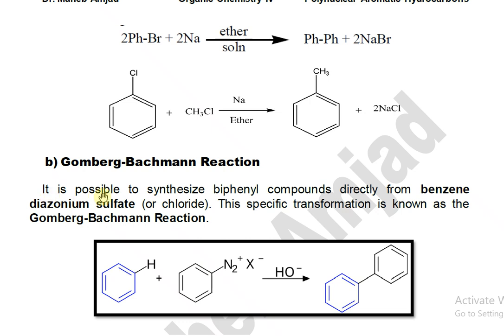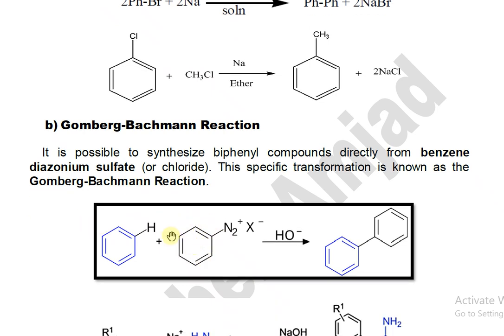It is possible to synthesize biphenyl compounds directly from the benzene diazonium salts. Here we used the diazonium salts to synthesize this type of compound. The specific transformation is known as the Gomberg-Bachmann reaction.